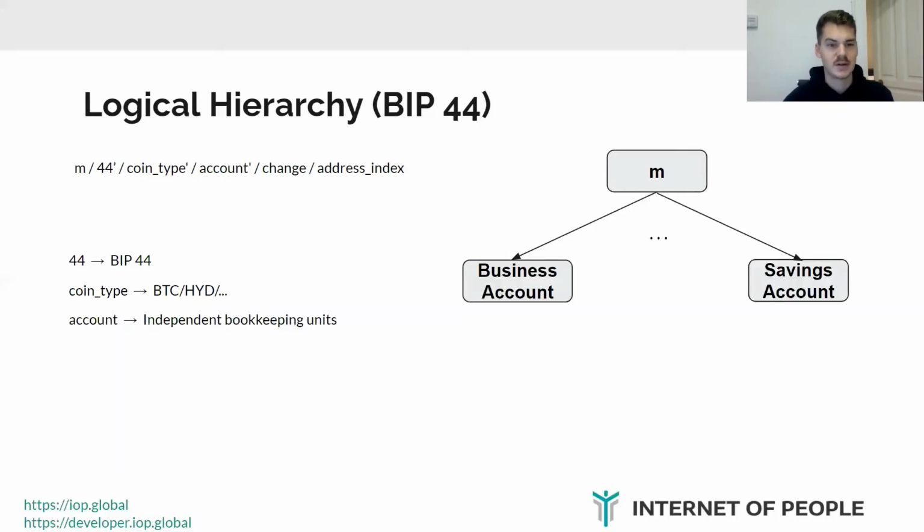Next, you have the account field. It helps to think of this as independent bookkeeping units. For each master secret, you can have 2 to the 31 accounts or user identities. And these are totally separated from each other. So imagine that you have a business account where you handle your day-to-day transactions, and each month you send some kind of amount to your savings account for later. Now, with this construction, you cannot access the funds from your savings account from your business account, so they are totally separated.